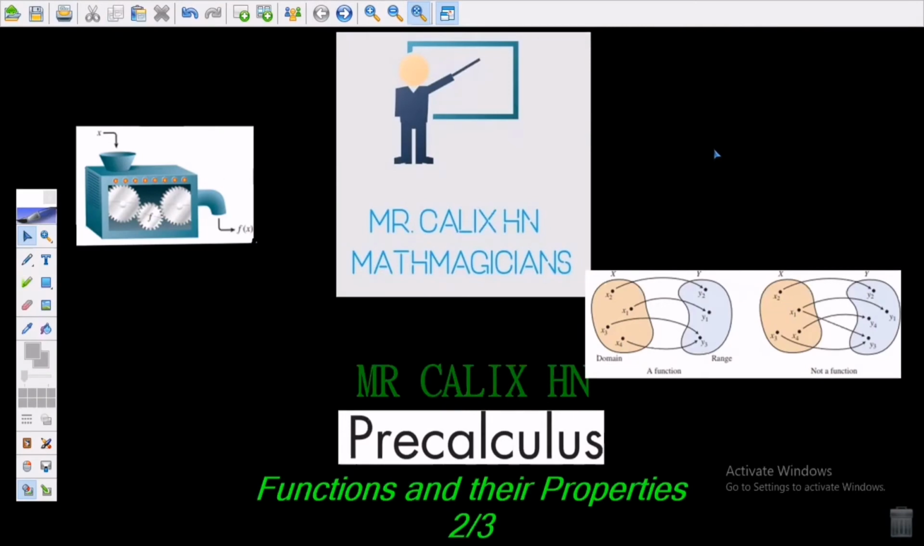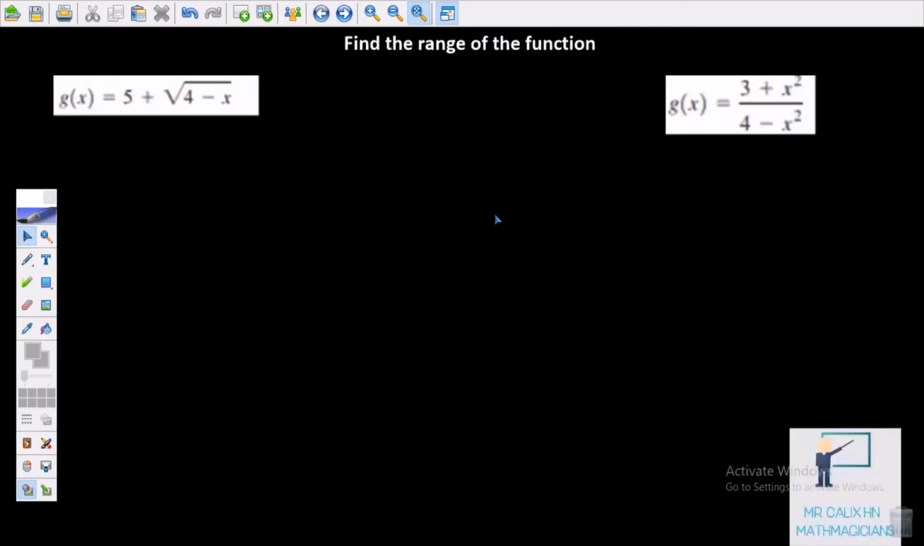Today's video is functions and their properties, video 2 of 3. The exercise for today says find the range of the function. The first exercise says g(x) is equal to 5 plus the square root of 4 minus x. The range of an even index radical starts at its starting point. So we're going to find what the starting point is.